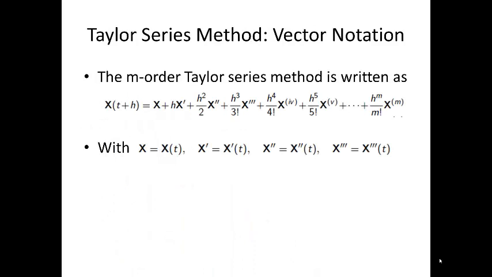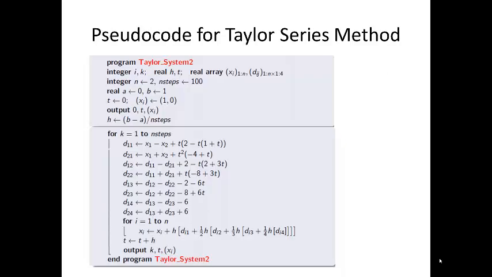The M-ordered Taylor series method for this vector form is written as you can see on this slide, with x equal to x of t, x prime equal to x prime of t, x double prime equal to x double prime of t, and x triple prime equal to x triple prime of t. We can now construct the pseudocode for the Taylor series of order 4 applied to the example on the previous slide. And again, here is the pseudocode for the Taylor series of order 4 applied to the vector notation example.